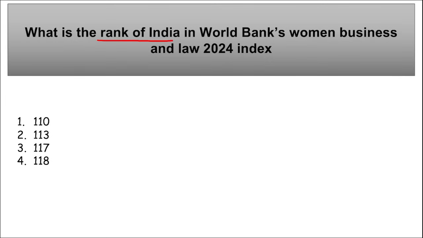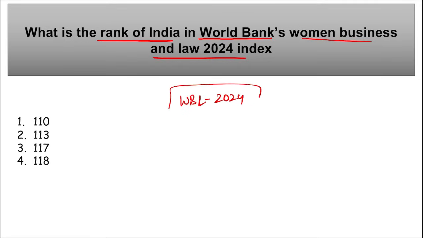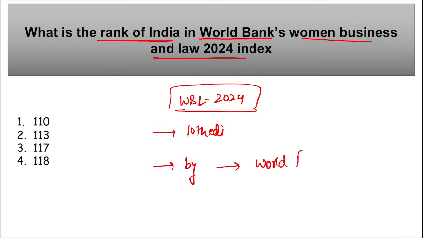What is the rank of India in World Bank's Women Business and Law 2024 Index? I repeat, in WBL 2024 Index, that is Women Business and Law 2024 Index. This is the 10th edition of this index, correct? And this was released by World Bank Group. Question asked to you here is, what is the rank of India in this particular index? So India stood at 113th position out of 190 countries in this index, correct?